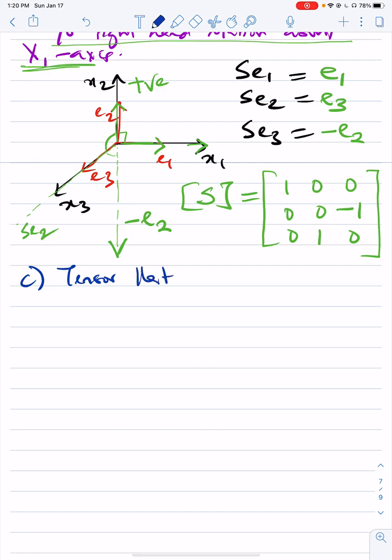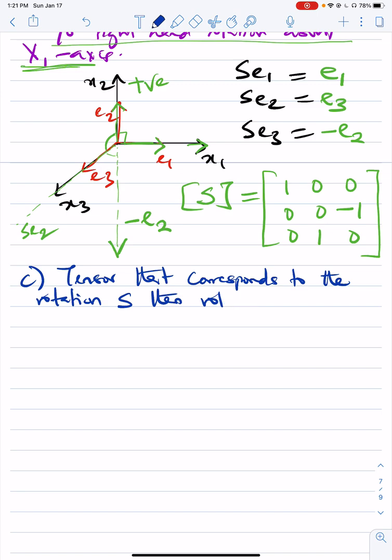A tensor that the first thing it does is rotate, okay, let me use the right words: find the tensor that corresponds to the rotation S, then rotation R. So basically it does the S part first before it does the R part. I mean the S rotation and then the R rotation, right?